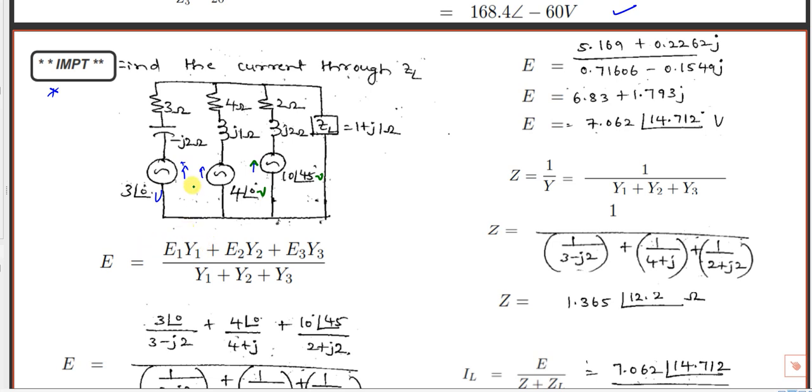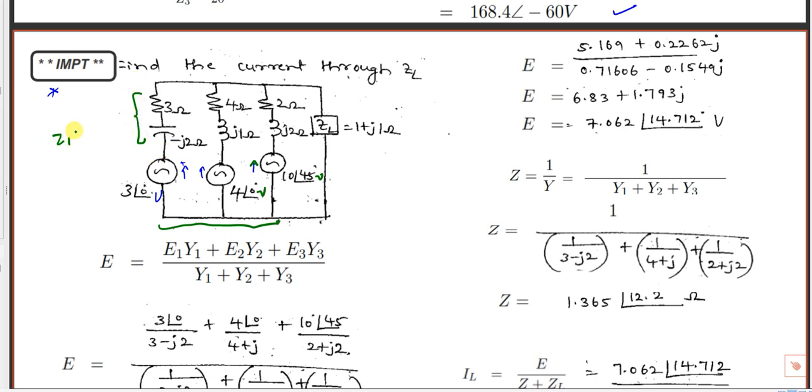So what is the equivalent voltage? If I convert these three parallel voltage sources, all are AC sources with internal impedance, V1, V2 and V3, these three AC voltage sources are converted into a single voltage source. Then the value of that is E1 Y1 plus E2 Y2 plus E3 Y3 divided by Y1 plus Y2 plus Y3, where Y1 is 1 by Z1.